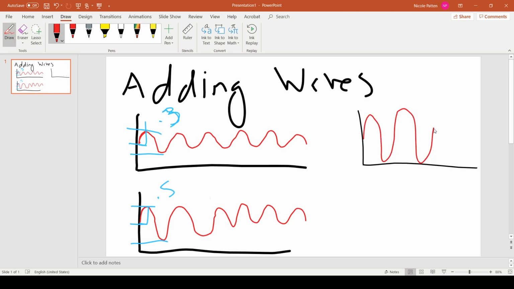So these are in phase, which means that they're lined up with each other. And that makes it really easy to add waves. That means that the max amplitude here is 0.8.